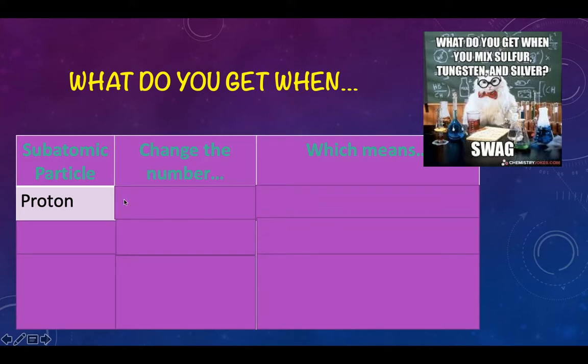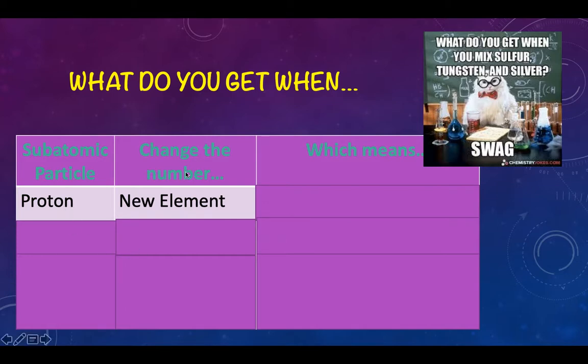So what do you get when you change the number of protons? You get a new element. The proton is the subatomic particle that identifies the atom. So if you have 6 protons, you have to be carbon. You cannot be any other type of element. If you have 80 protons, you have to be mercury. There's no other element you can be.